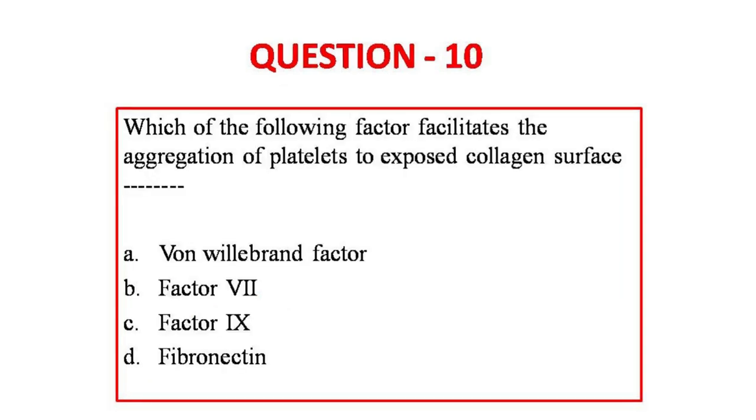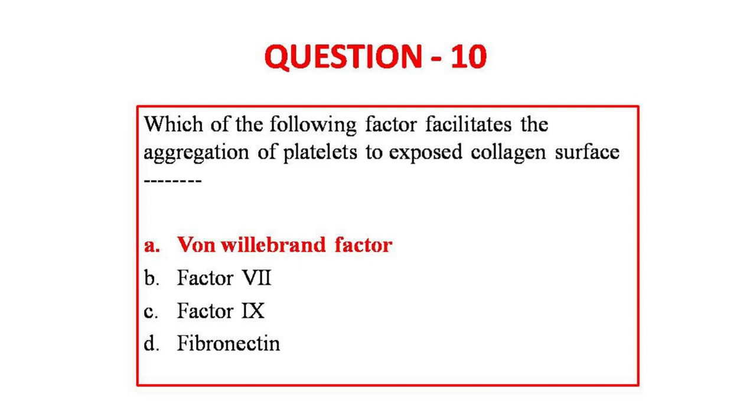So question number 10. Which of the following factors facilitates the aggregation of platelets to exposed collagen surface? They've given 4 options: von Willebrand factor, factor 7, factor 9, and fibronectin. So the answer to this question is von Willebrand factor. As we all know, it plays a very major role. Now, factor 7 is also called proconvertin. It plays a major role in blood clotting. And factor 9 is the Christmas factor. As we all know, the deficiency causes hemophilia B.